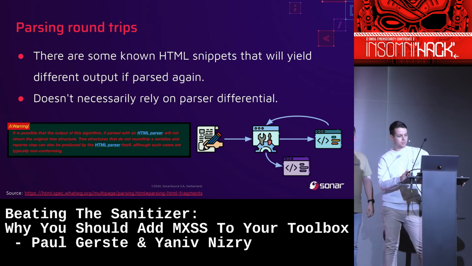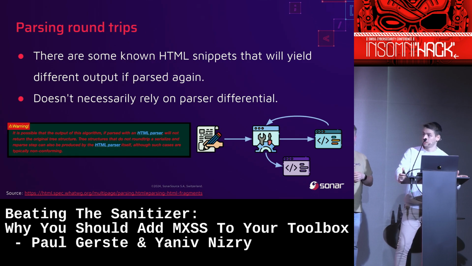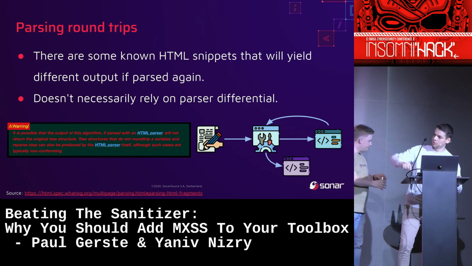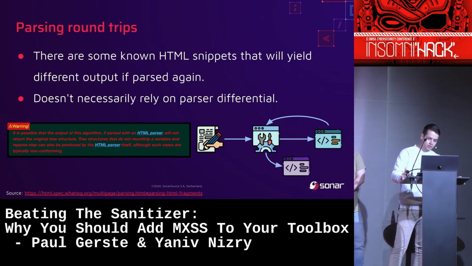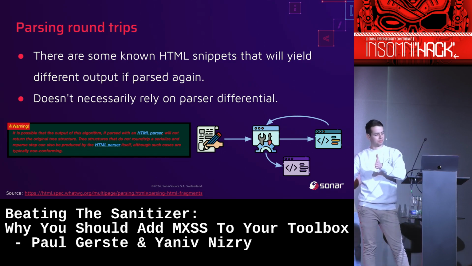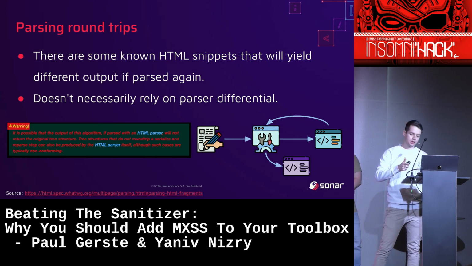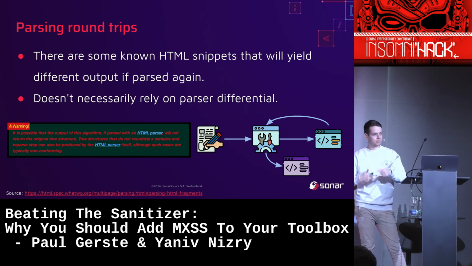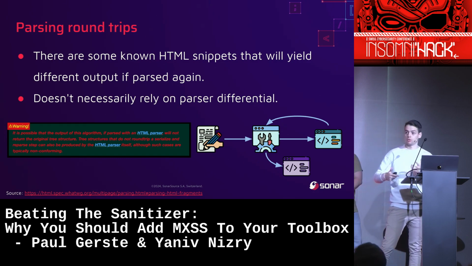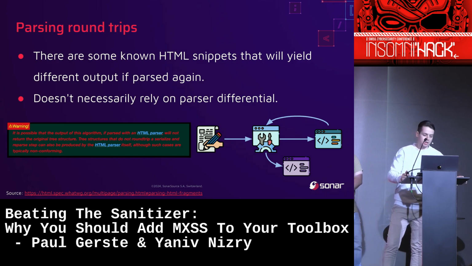And the answer is yes because of something called parsing round trips. Parsing round trips is a well-documented, well-known phenomenon. The image that you see here is directly from the specification. This behavior goes like this: if we have an input and we parse it, then we take the output of the parser and parse it again in the same parser, the second output is not necessarily the same as the first one. So depending on the number of times that we parse the HTML, it could just change.